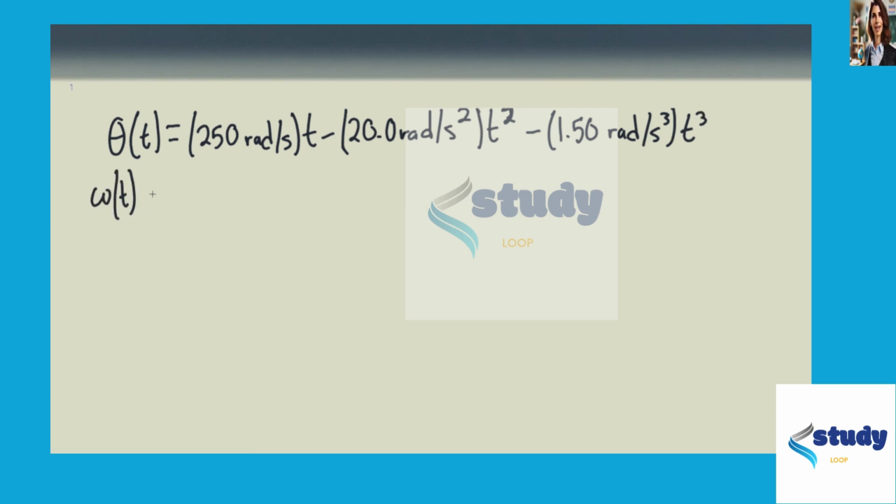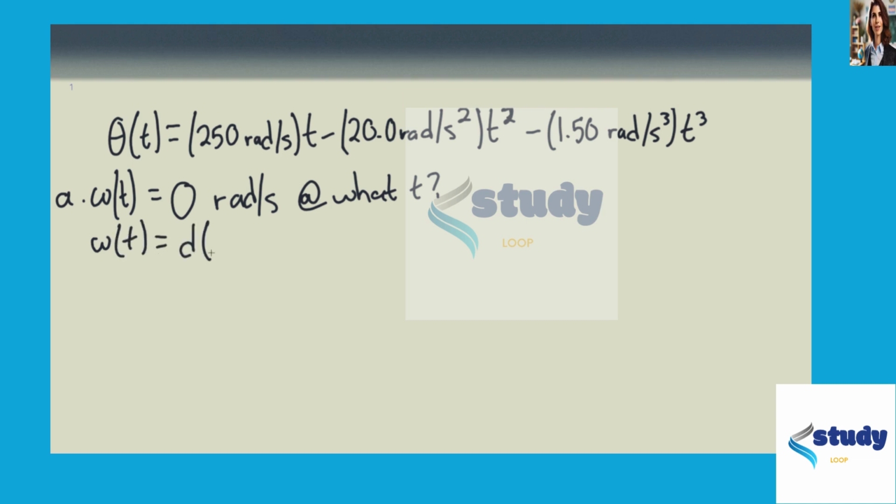Omega(t) equals... The first question is asking us, when does the angular velocity equal 0 radians per second? So omega(t) equals 0 radians per second at what t? So let's find omega(t). This is simply going to be the derivative of theta(t) with respect to time.